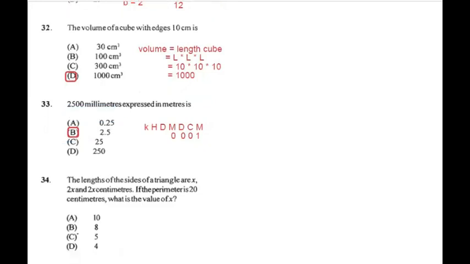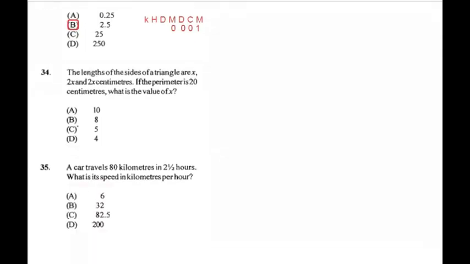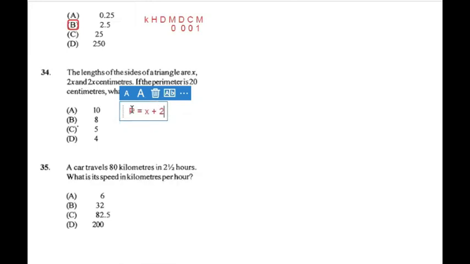So 34, the lengths of the sides of a triangle are x, 2x, and 2x centimeters. If the perimeter is 20 centimeters, what is the value of x? So perimeter of a triangle is equal to A plus B plus C, which is all the sides of the triangle, and we know a triangle only has 3 sides. So therefore it will be x plus 2x plus 2x, and the question gave us the perimeter, which is 20.